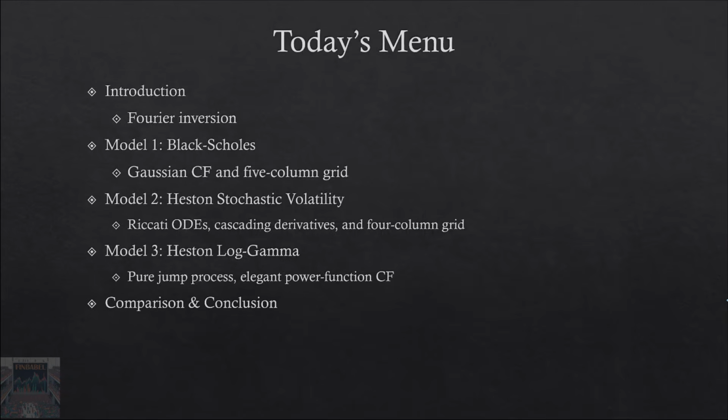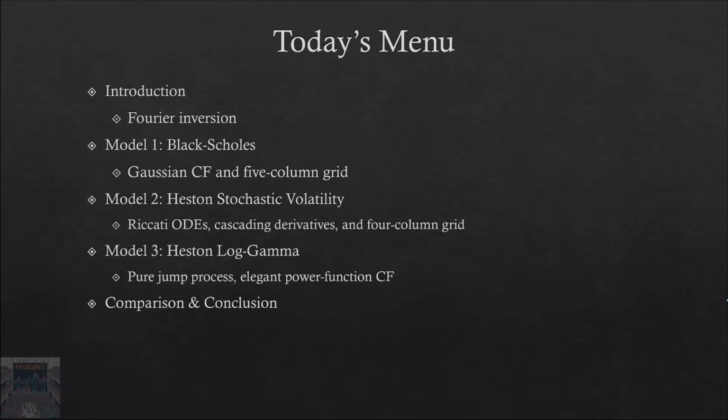So our game plan is very simple. We'll first talk about why Fourier inversion works. We'll start with the intuition behind Fourier inversion. Then we'll move into Black-Scholes, which is perhaps the most well-known option pricing method out there. It is short, it is elegant, it is easy to understand. So we'll start with Black-Scholes. We'll use it as our model 1. And through a very simple Excel spreadsheet, let's understand how Fourier inversion and option pricing come together.